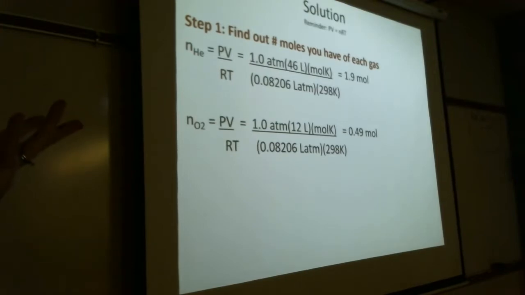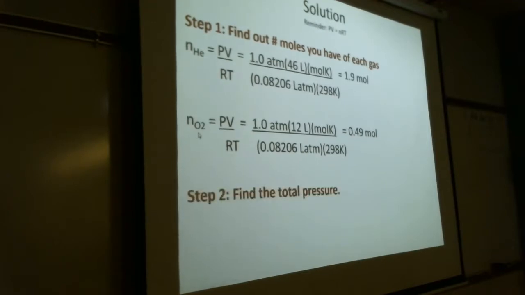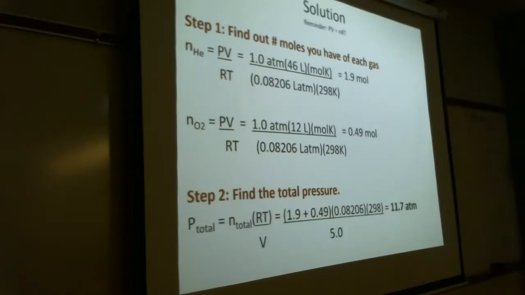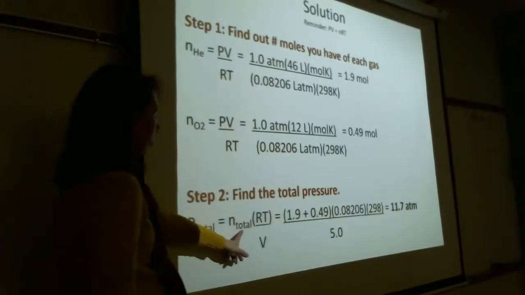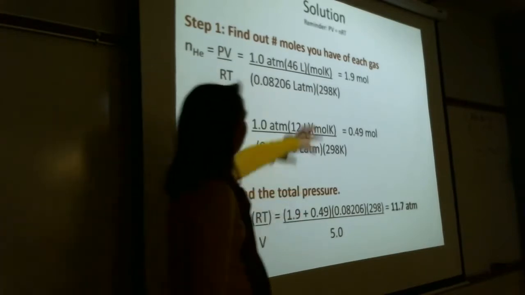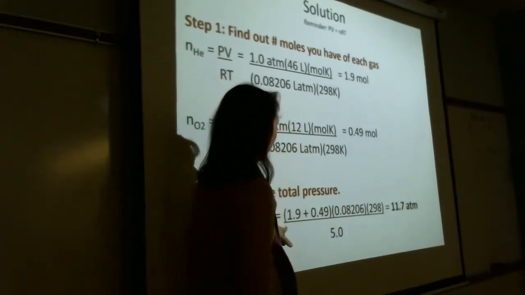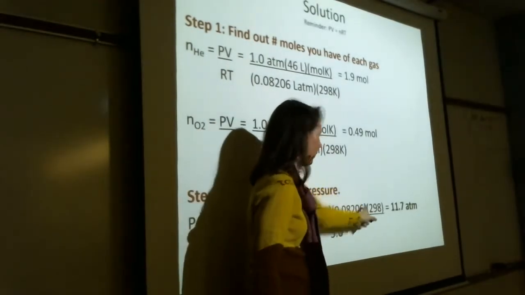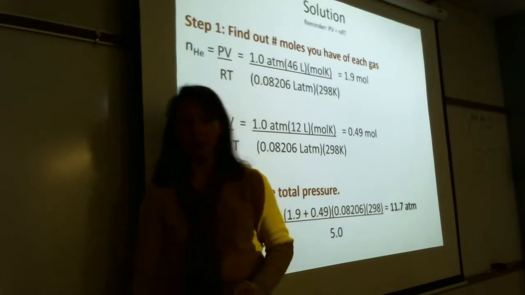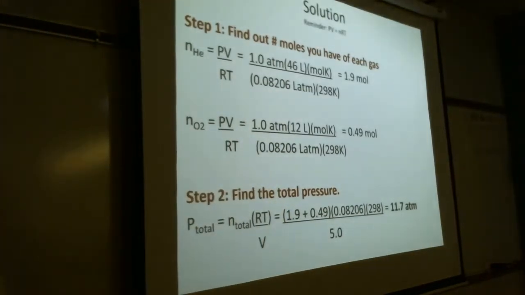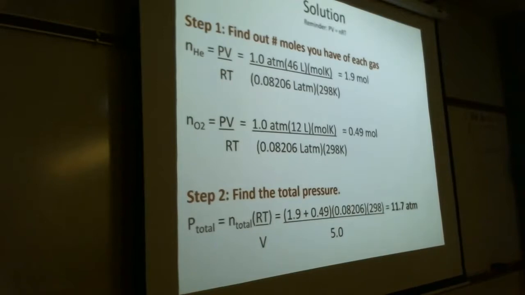Because in my little graph that I just drew, my little flow chart, whatever you want to call it, I said to myself, okay, I need to calculate number of moles of each one of these. So I just used the ideal gas law to get number of moles of each one of these. Now I can add those together to get total pressure. P total is equal to N total times RT over V. So N total, add these two together, and then multiply by R, temperature in Kelvin, over V. And I get 11.7 atmospheres. Does everyone see how we did this?